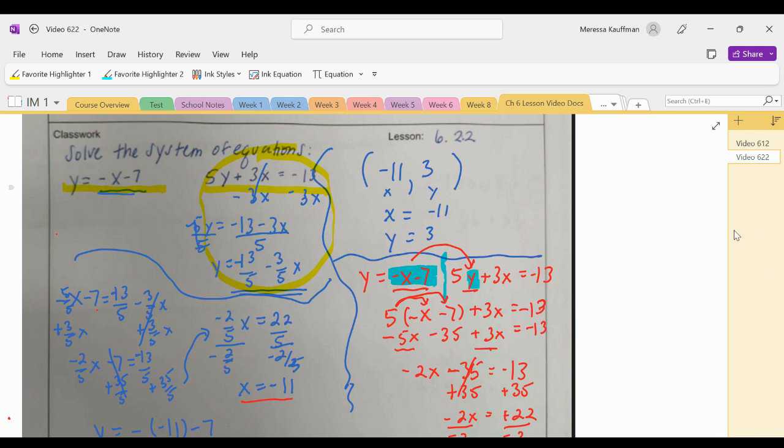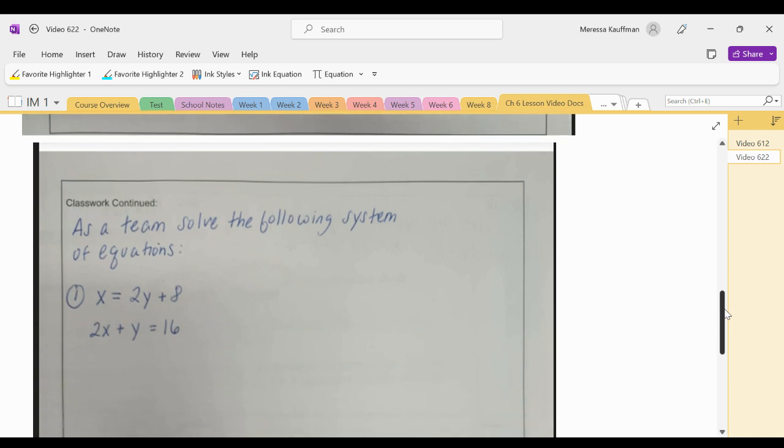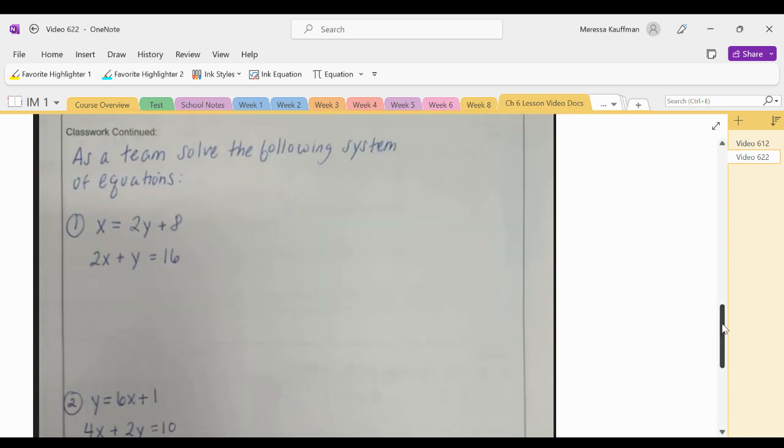All right, let's do one more together. We're going to do this one. Again, we're going to use what we call our substitution method. We'll put that in our toolkit tomorrow. But right now, I just want you to practice. So notice I have an x equals something. That's right here. And I'm going to put it into here. And I'm just going to use this equation to solve for my variable. So I'm going to go like this. Instead of 2 times x, I'm going to put 2y plus 8 plus y is equal to 16.